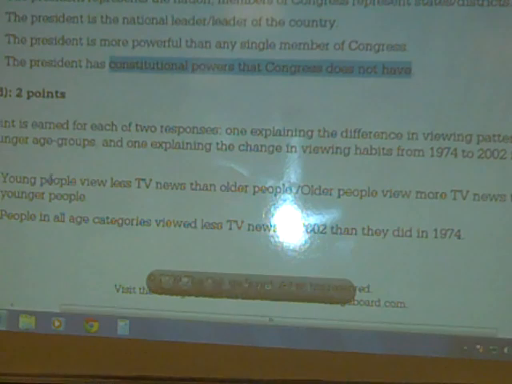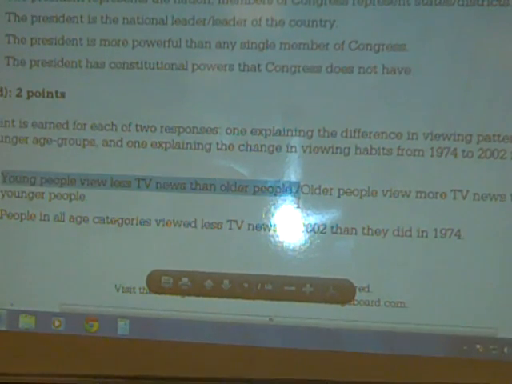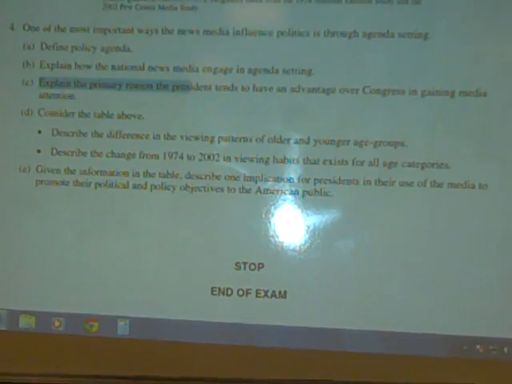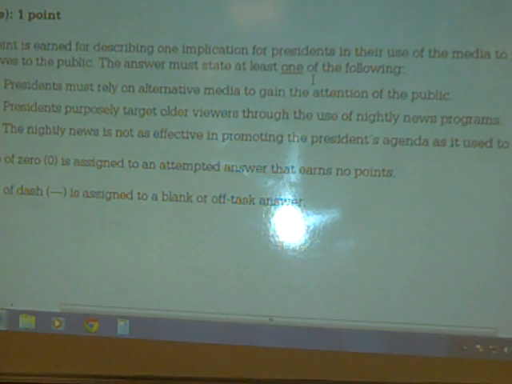All right. Notice here we were exactly right. Young people view TV less, and old people view TV more. People in all age categories watch less TV news. And then the final question: what are the implications of all this for the president? What's the implication of these viewing patterns, that people watch less news? He might rely on alternative media to gain the attention of the public. What was the substantive example I gave? Twitter. He might target an older audience because they're the ones watching the news. So don't say anything bad about Social Security. They'll be upset. The nightly news, he might just decide the nightly news is not effective.